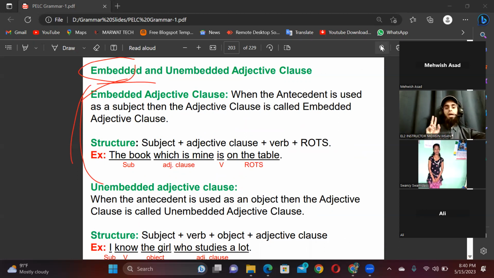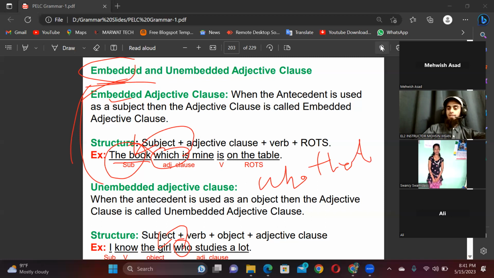And here, the adjective clause has two main kinds. One is called embedded, right? You can understand by the sign, the indication which I am making. And one is called unembedded, just the conceptual meaning. Embedded means the subject is used and the clause is directly used after the subject. But unembedded means the adjective clause is used after the object. Like for example, the book which. We cannot say the book who. The book that is also right, which is right.